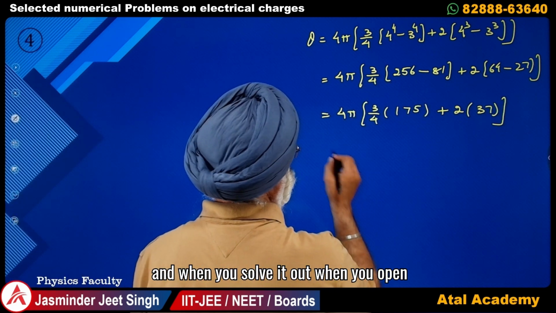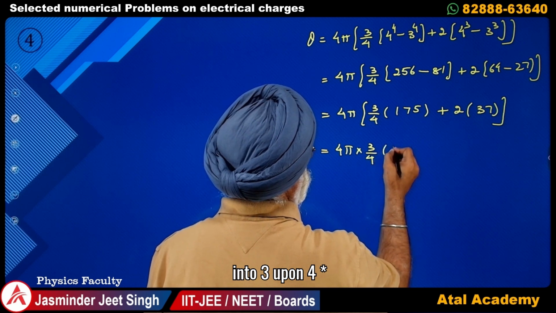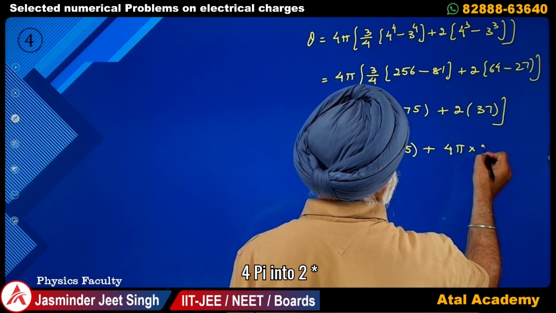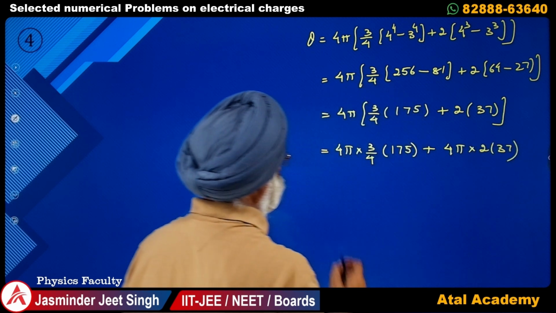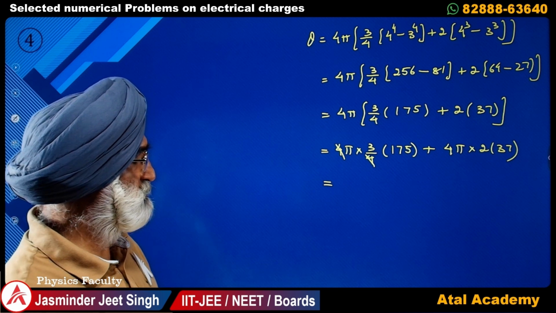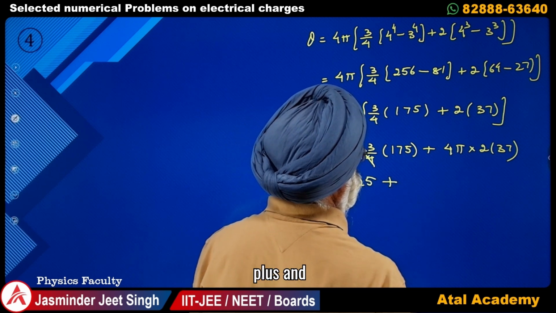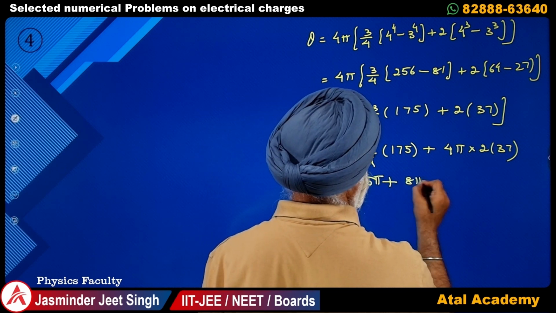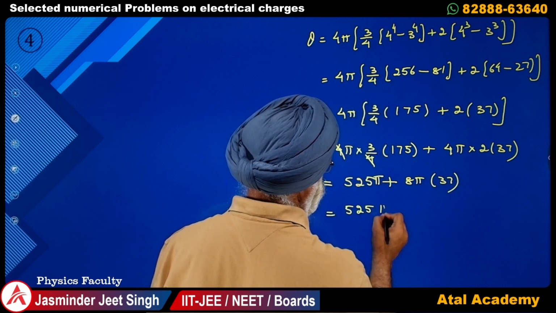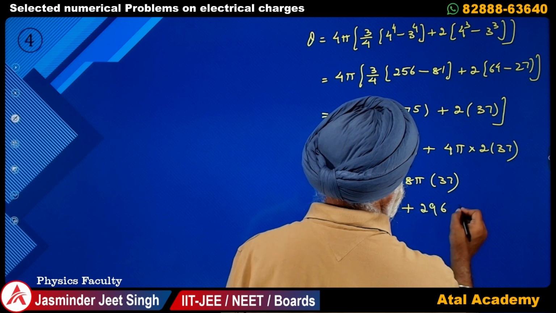And when you solve it out, when you open the bracket, it will be 4 pi into 3 upon 4 into 175 plus 4 pi into 2 into 37. 4 will cancel. 175 into 3 is 525, plus 3 into 37 to 525 pi plus 296 pi.